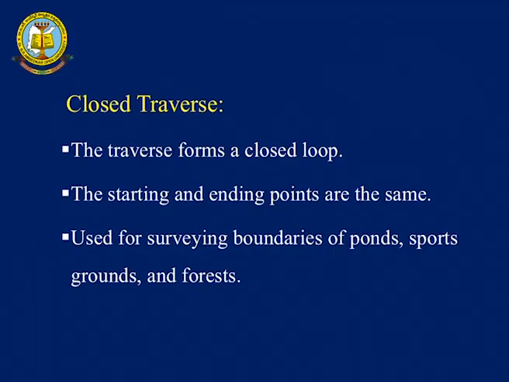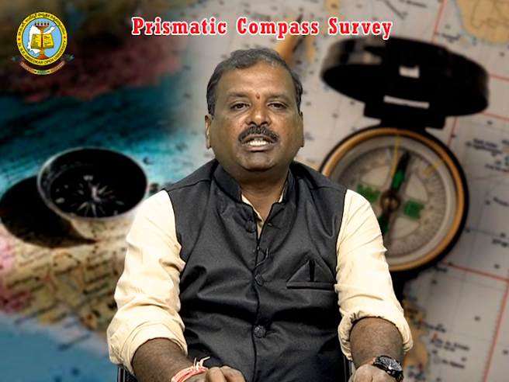Now another method is called the closed traverse method. Already I have told you about the closed traverse: it forms a closed loop, meaning the starting point and ending point are the same, and it is used for surveying boundaries of ponds, sports grounds or forests. So a polygon or area will be covered or surveyed by this closed traverse method.